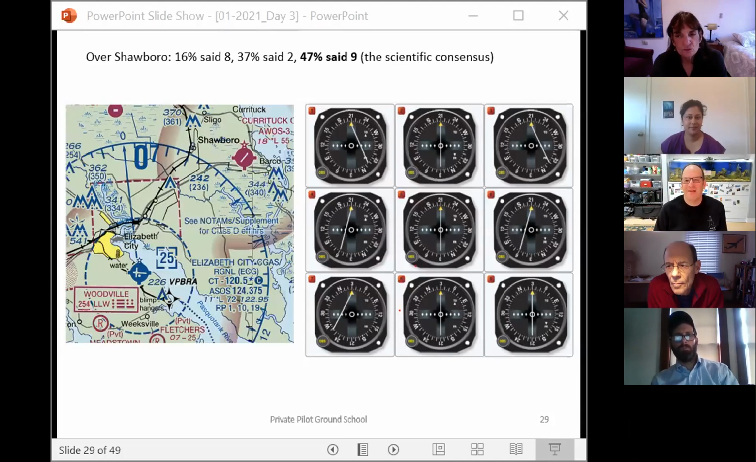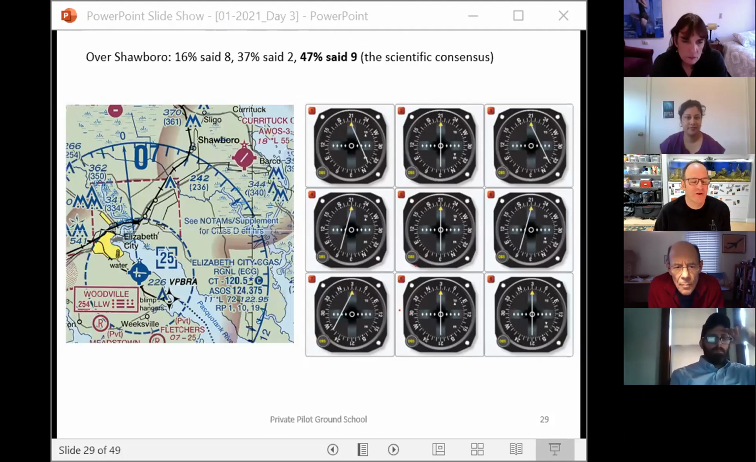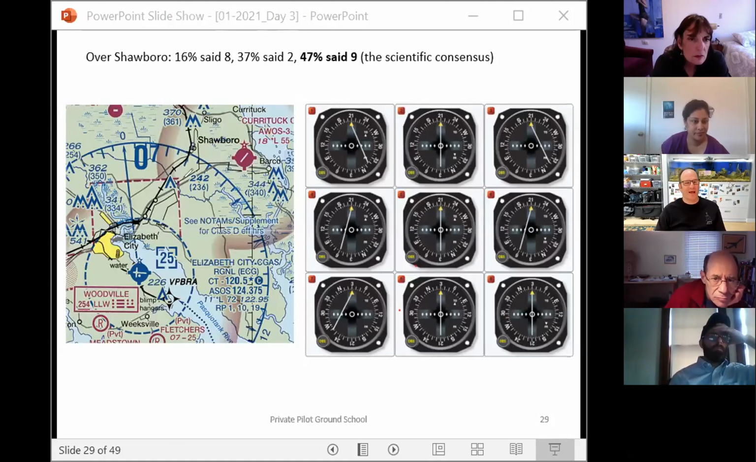So basically, if you're at 9, it doesn't tell you you're over Shawborough, but it does tell you you're somewhere. Maybe Tina can draw a line with her cursor, at least, from the VOR through Shawborough and beyond. It tells you you're somewhere on that line.